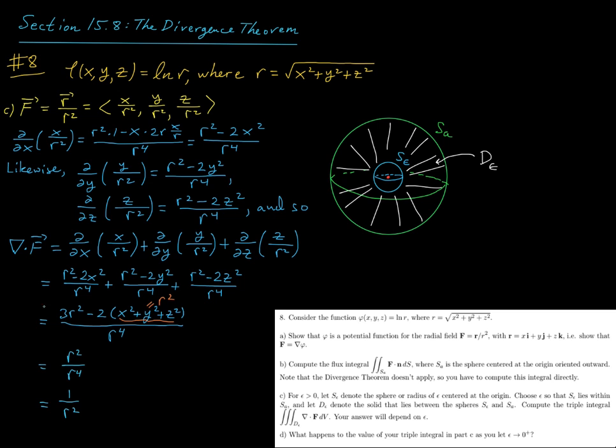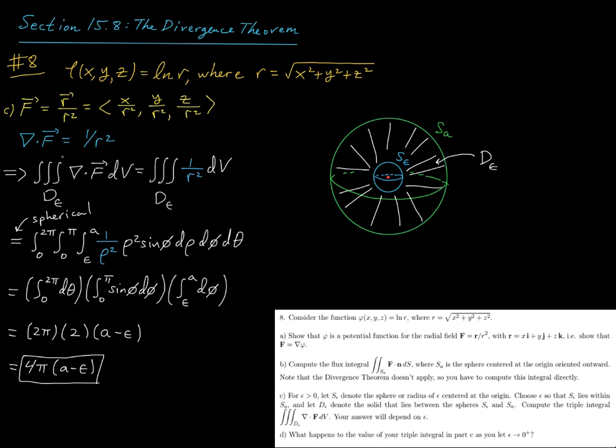So now combining like terms, I'm going to get 3 of the r squareds, and then I'm going to factor out this 2. I have minus 2 times the quantity x squared plus y squared plus z squared, but that is r squared. So in fact, I have 3r squared minus 2r squared up in the numerator, which is just r squared. So r squared over r to the fourth is 1 over r squared. So that's the divergence of our field.